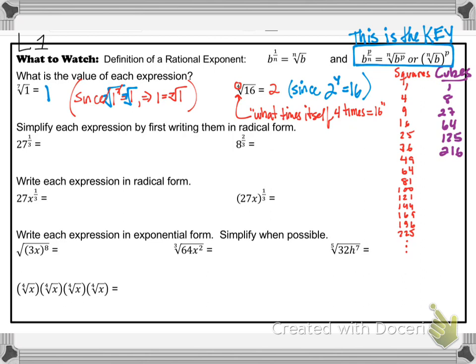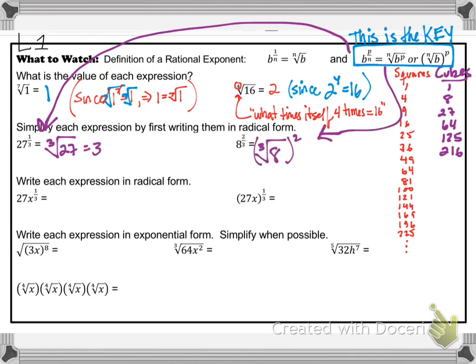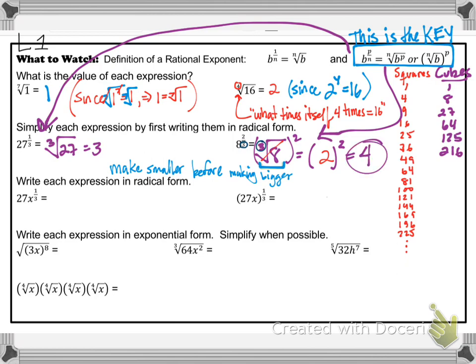Pause and think about that for a second if you have to. I'm going to go through these next ones a bit quicker. So, cube root of 27 is 3. You should have that memorized. Now, because the 3 is on bottom here, that is the root we're dealing with. So the cube root of 8, and I'm going to take the cube root of 8 before I square it, because I want to make things smaller before I make them larger. Makes it easier to deal with. So cube root of 8 is 2, 2 squared is 4.